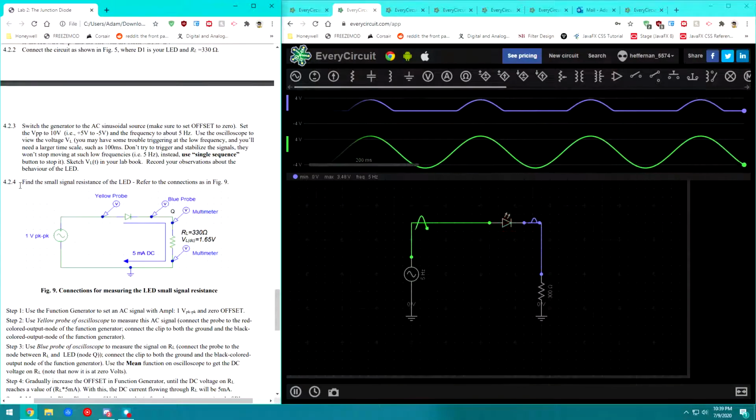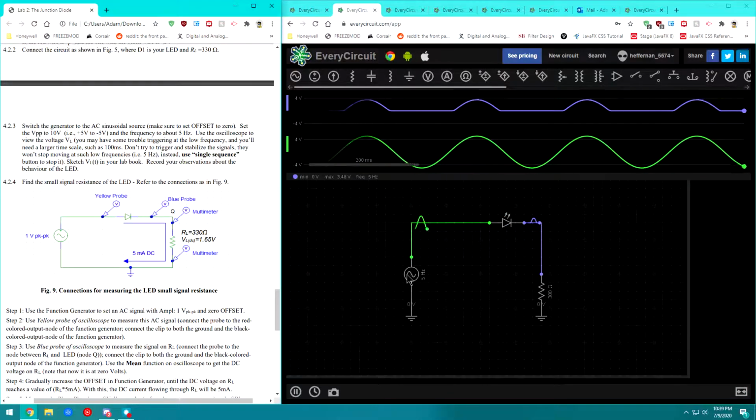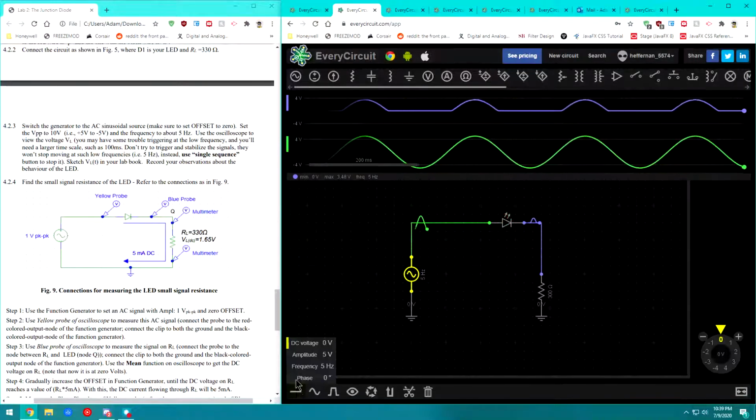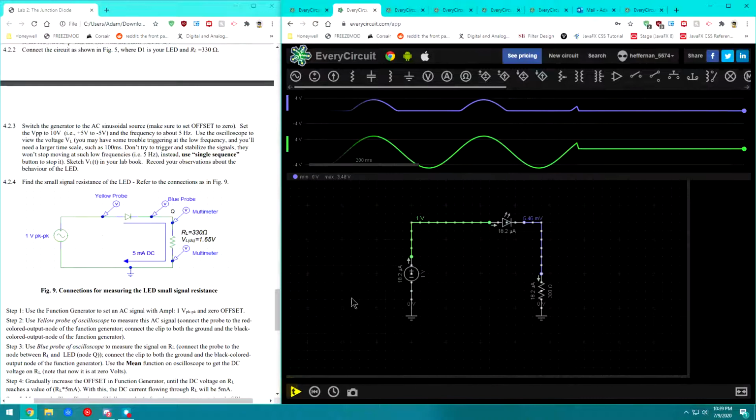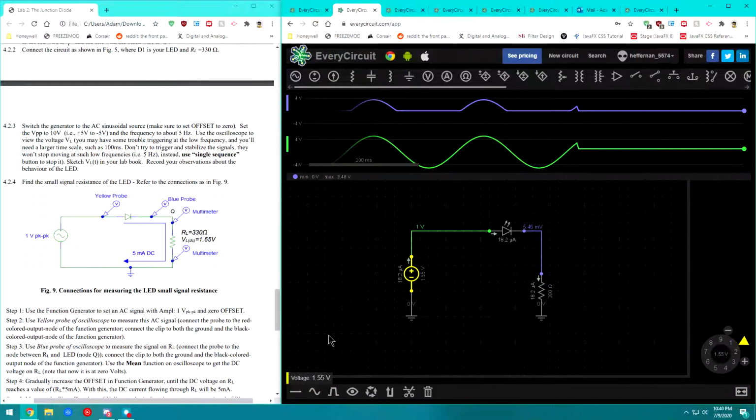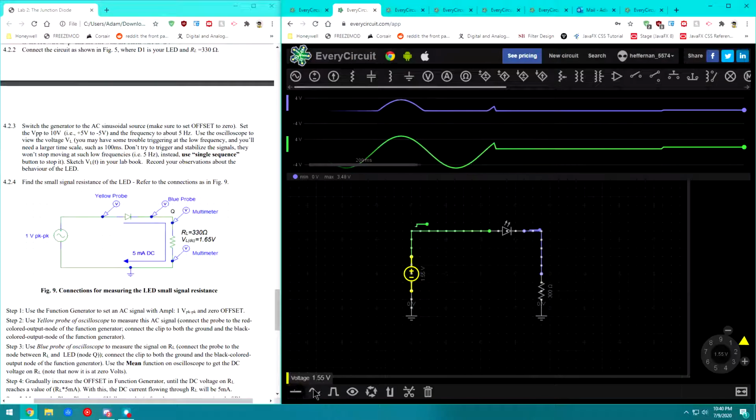Here we're asked to find the small signal resistance of the LED. This is a little tricky with the current software that we have, so bear with me and we'll figure it out. First, switch this source here and adjust it to a DC source. From there, we'll pause the simulation. Once we have this DC source in here, we're looking to get 5 milliamps of current through the LED. So we'll adjust this DC source until we reach that. Let's go ahead and run the simulation again.